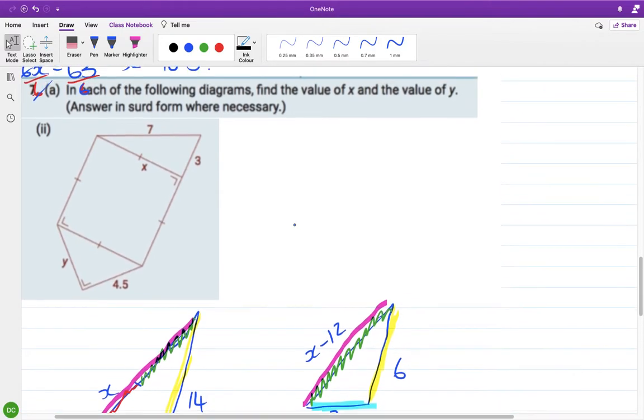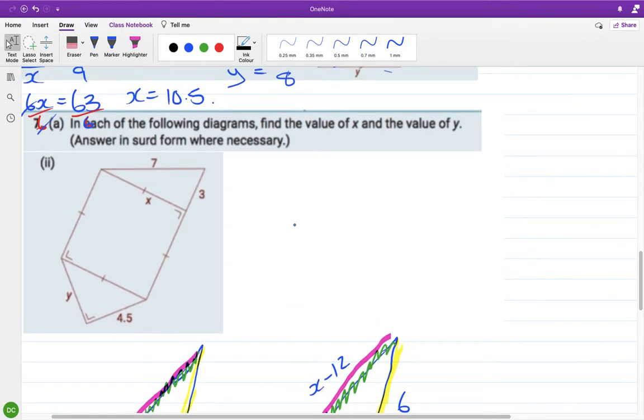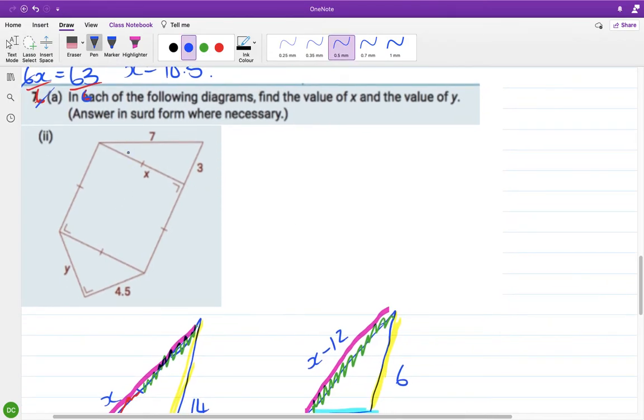Right, so the last one. In each of the following diagrams, find the value of x and y and give your answer in surd form where necessary. So I briefly spoke about surd form before, but I'll explain it in more detail now. Okay, so x is in this triangle up here and y is in this triangle down here.